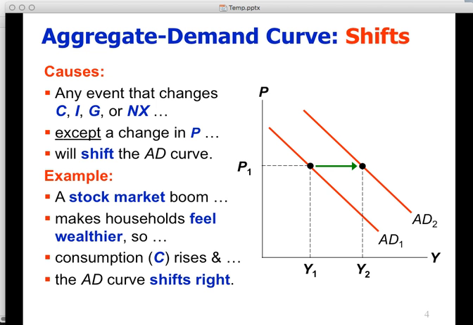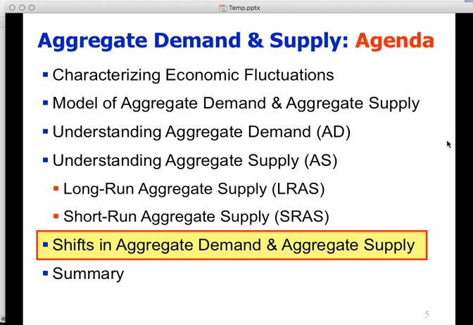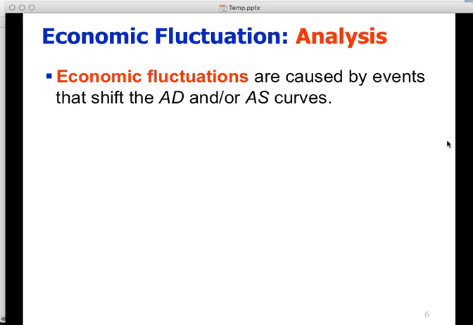Let's see, where are those? Here, from that chapter. So let's now look at a couple of slides, or maybe only one slide, on the shifts in aggregate demand and aggregate supply. And remember, the idea is that economic fluctuations are caused by events that shift the aggregate demand and/or aggregate supply curves.